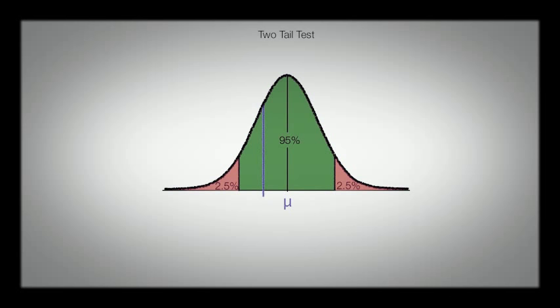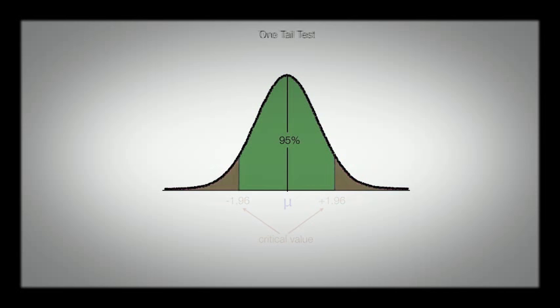There is a 95% chance the sample mean will be in the green area, a randomly selected sample mean. There is a 2.5% chance the sample mean will be in the bottom tail. And there's a 2.5% chance the sample mean will be in the upper tail, right there. Now at a 95% level, there are critical values, and these are z-scores, negative 1.96 on the left and positive 1.96 on the right.